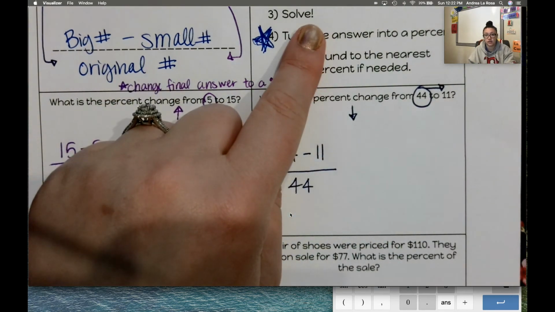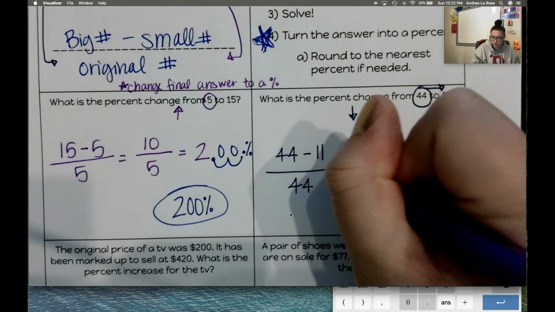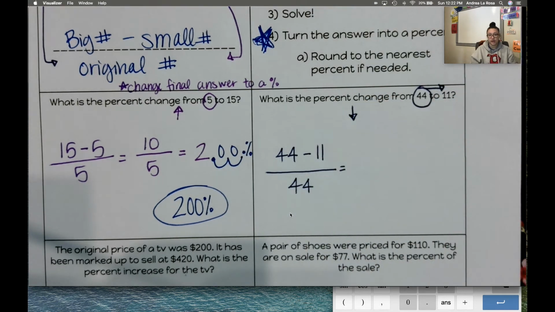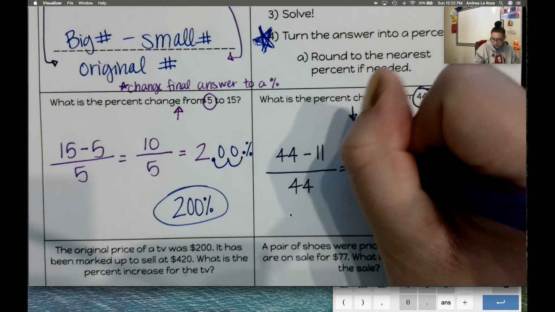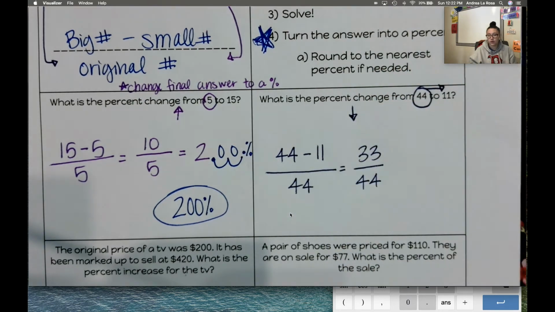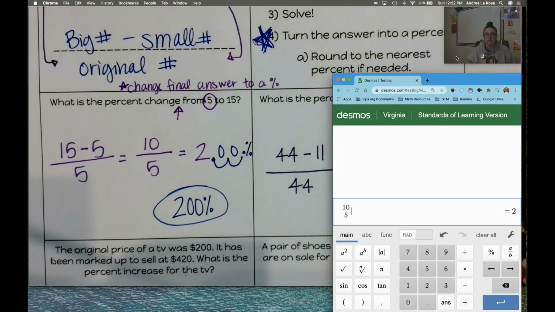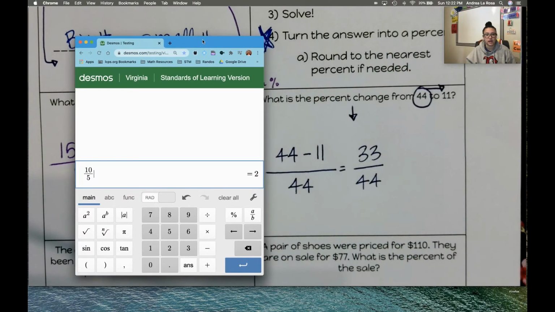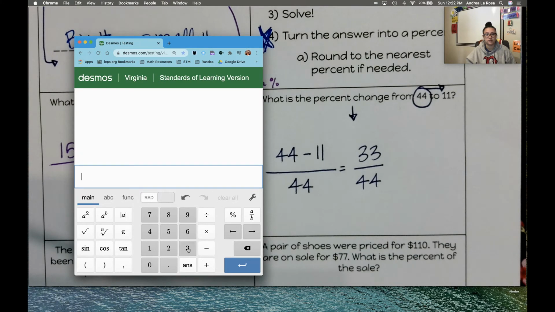And now solve. What's 44 minus 11? 33 over 44. You might be able to do that in your head, but if not, that's okay. Let's type it in the calculator. 33 divided by 44 gives me 0.75.